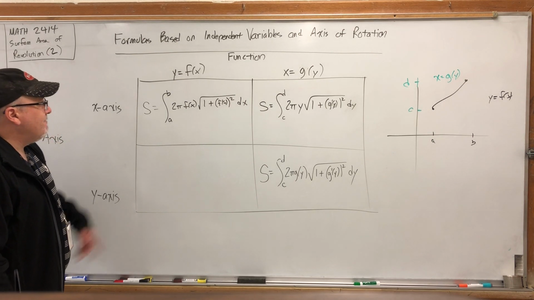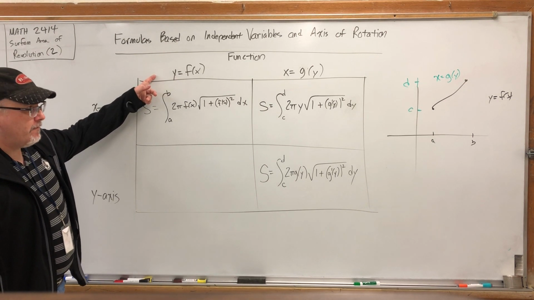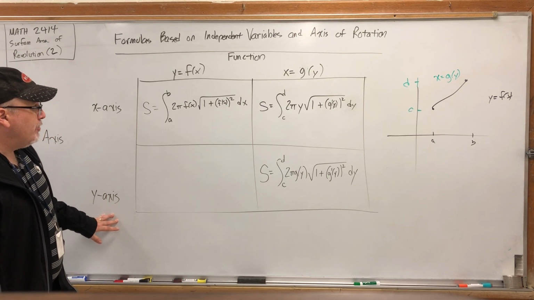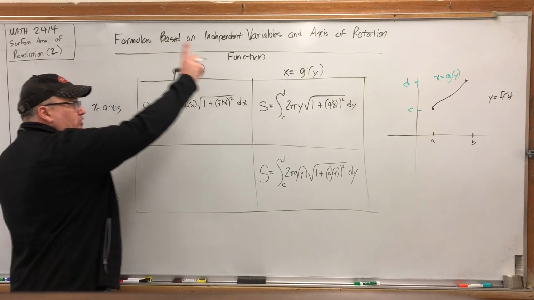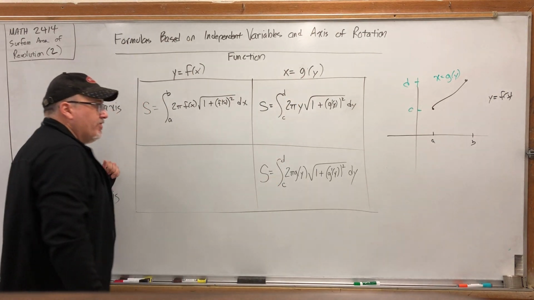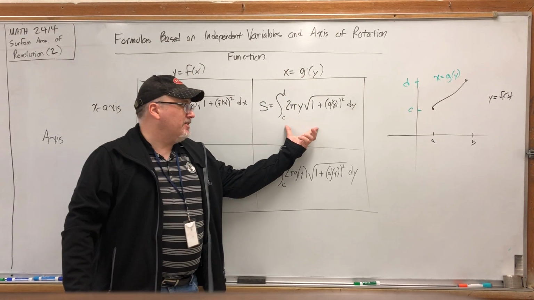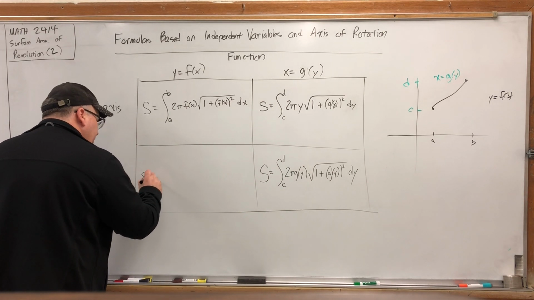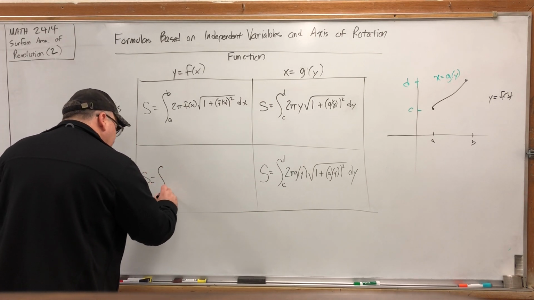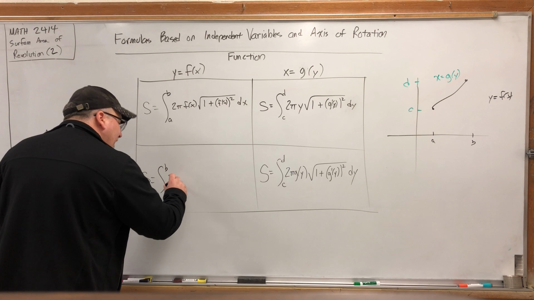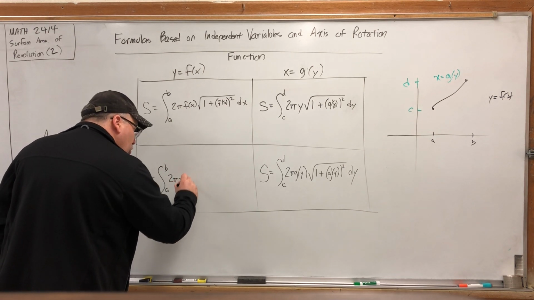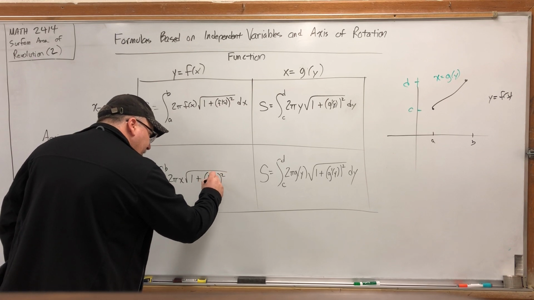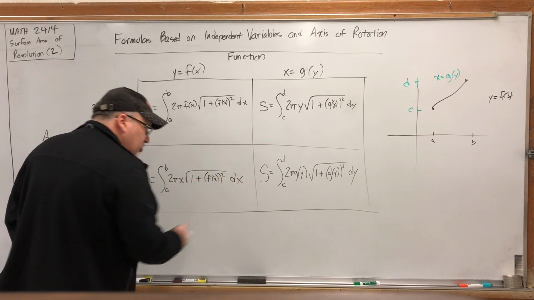And if we had a graph of a function of x that was being rotated around the y-axis, that would be analogous to a graph of a function of y rotating around the x-axis. So it would be this, but it would be all x's instead of y's. And our lateral surface area would be the integral from a to b of 2 pi x square root of 1 plus the square of the derivative of f of x dx.